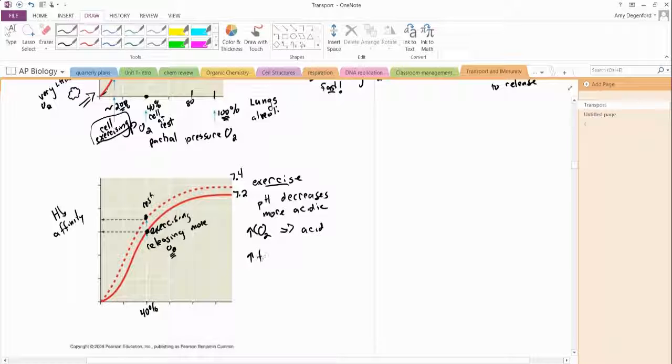Increasing the temperature will also cause this to happen, as well as increasing BPG, that bisphosphoglycerate molecule.